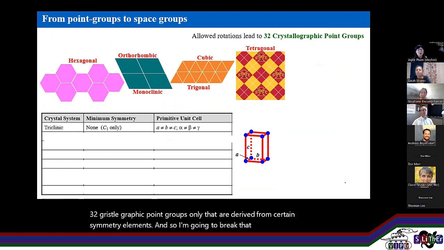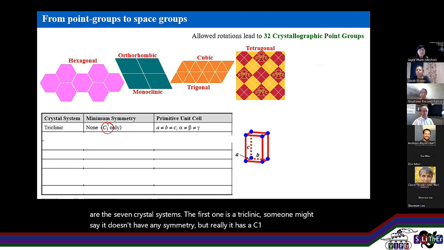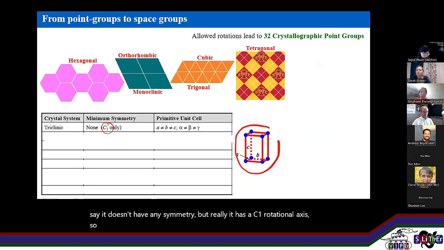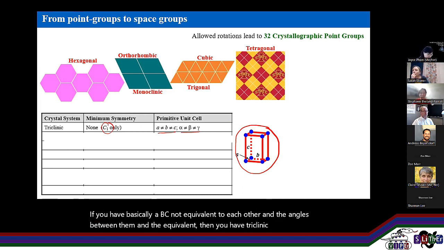Okay, these are the 7 crystal systems. The first one is triclinic. Someone might say it doesn't have any symmetry, but really it has a C1 rotational axis. So if you have a unit cell right here, so I'm drawing the unit cell where you have a, b, and c, if a, b, c are not equivalent to each other, and the angles between them are inequivalent, then you have triclinic. You have a triclinic crystal system.